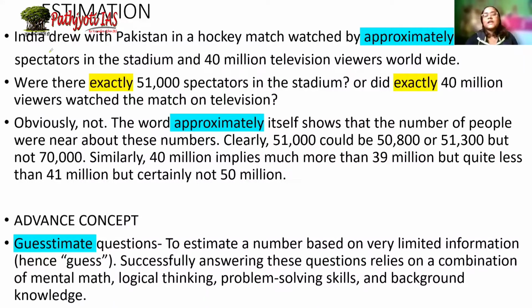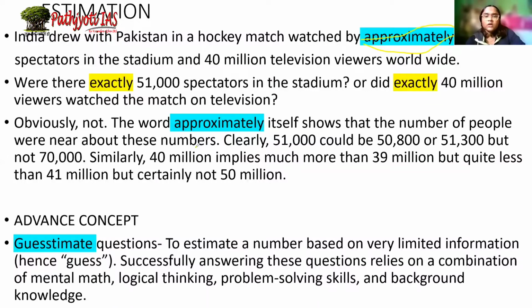India drew with Pakistan in a hockey match. Approximately this many people were spectators in the stadium, and 40 million were watching on television as well, right? So there are keywords for estimation. Estimation is basically अनुमान लगाना, I think. Yeah. So कुछ एक चीज का अनुमान लगाना, there is this term approximately mentioned. In that case, we can understand that it's just an approximate value. It's not mandatory कि 51,000 लोग ही हैं स्टेडियम में, ठीक है? And exactly 51,000 बताया नहीं गया है, okay? And exactly 40 million भी नहीं बताया गया. So it's just an estimation value.